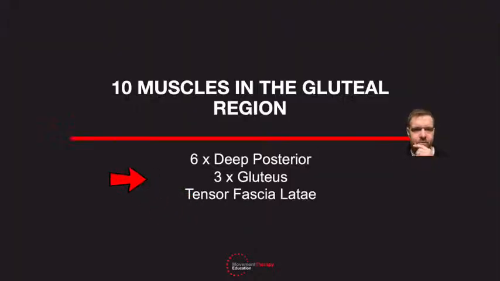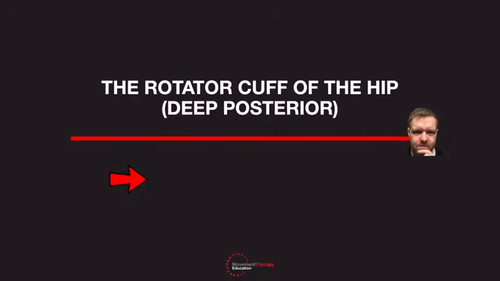Good. Okay, so 10 muscles split into different areas. Deep and then more superficial. So let's have a look at those. The deep posterior muscles, I've called them the rotator cuff of the hip, because they're all involved in rotation, and all from a very similar kind of area. And they're often the ones that are blamed for deep gluteal problems.